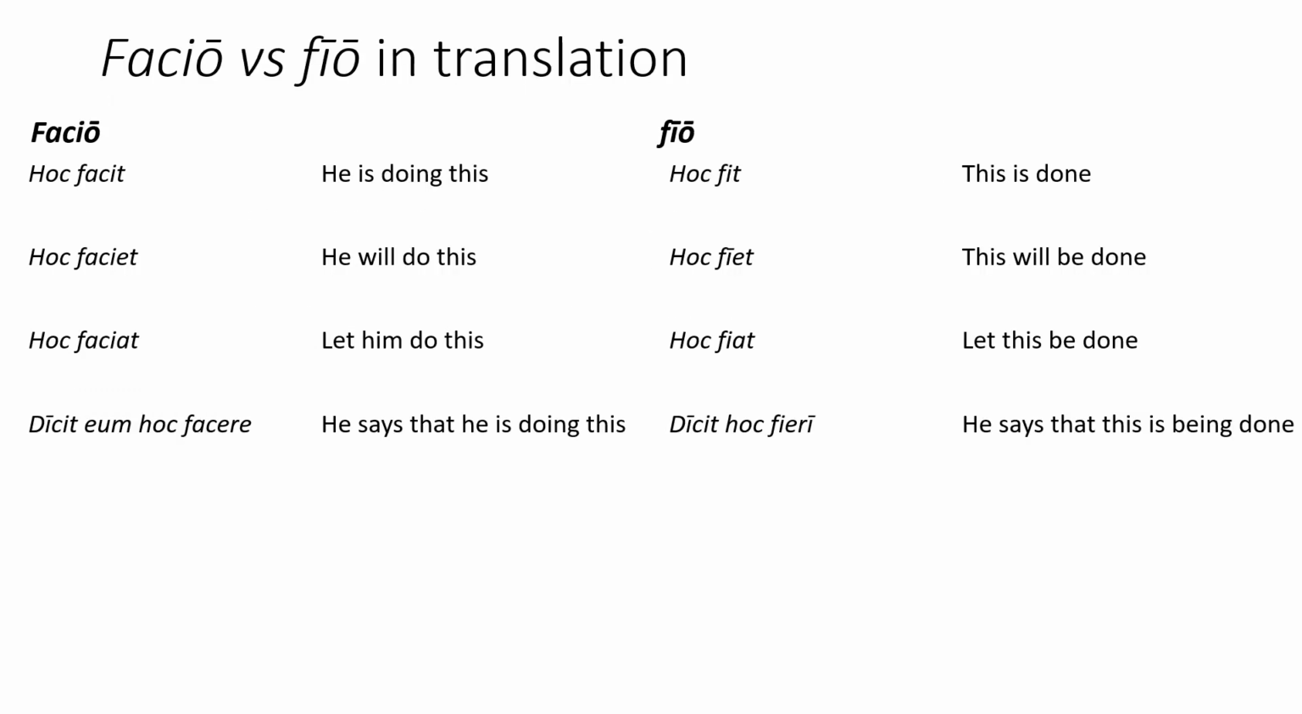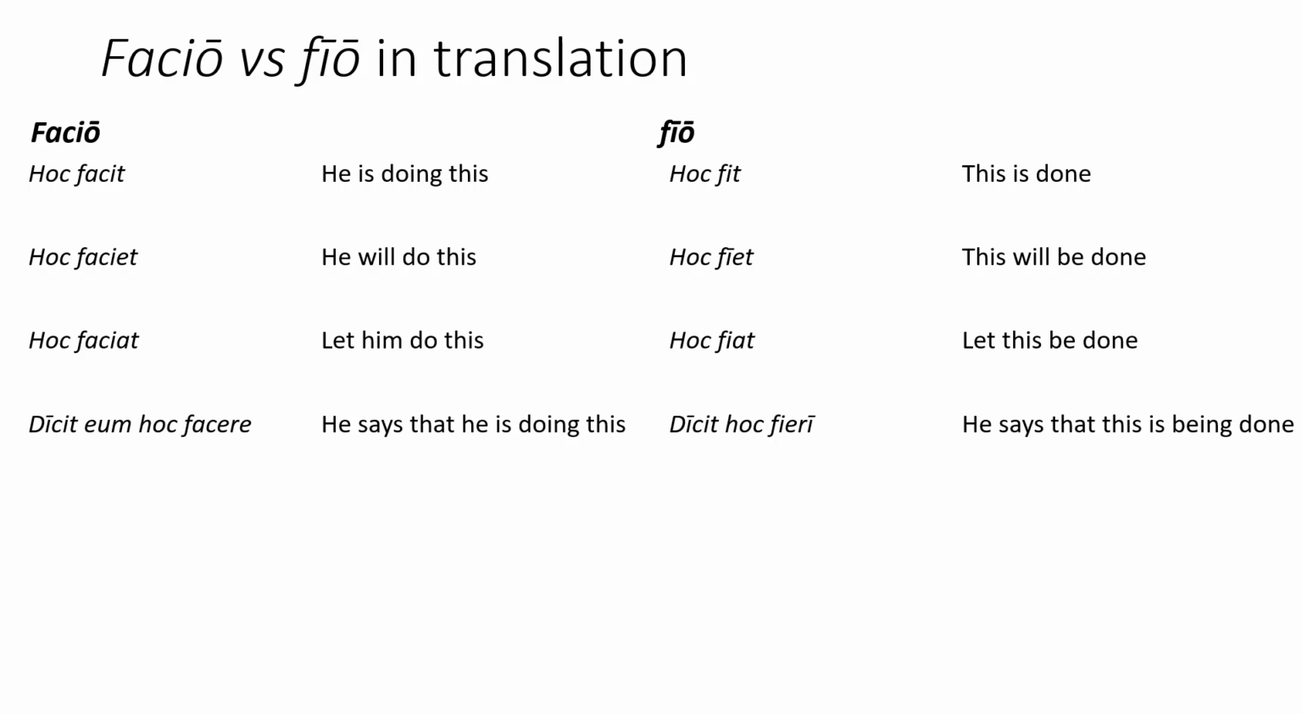Now let's take a quick look at how fio and facio differ in translation. First, let's take hoc facit versus hoc fit. Both facit and fit are third-person singular present active indicatives. However, because fit translates as passive, hoc has different functions in each sentence. With facit, it is the direct object: he does this. With fit, it is the subject, since fit is translated passively: this is done. The same thing can be seen in the future: he will do this versus this will be done, and the subjunctive, let him do this versus let this be done.